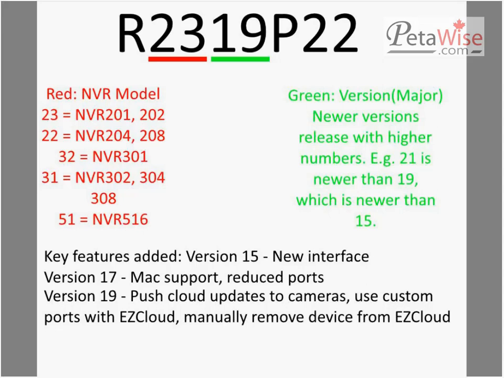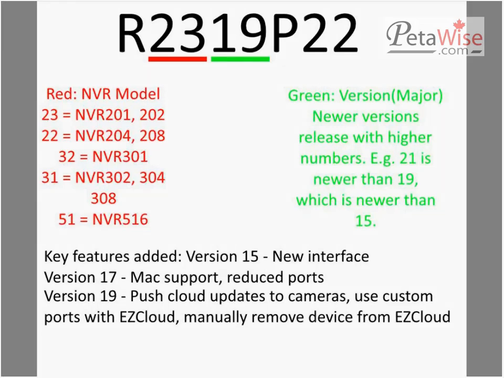Now here in this image you see a firmware number for an NVR. So we have R2319P22. The only numbers that are really crucial for you to look at are the first 2 numbers after the letter, which might be a B or an R. Here we have 23. What those indicate, if you see over here, is which NVR model the firmware applies to. In this case, a 23 means this firmware is for one of our NVR 201 or 202 series. If you see a 3, it's going to be for one of the 300 series. If you see a 5, it's going to be the 500 series.